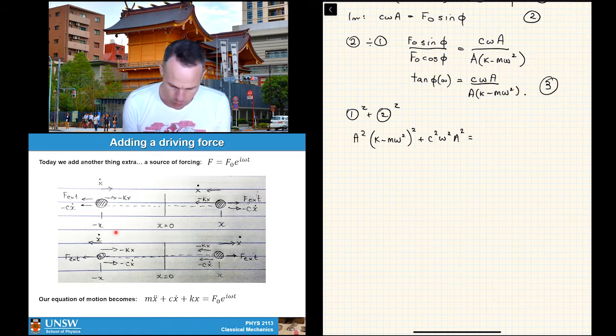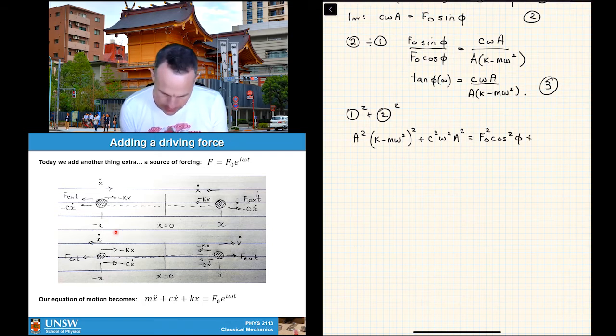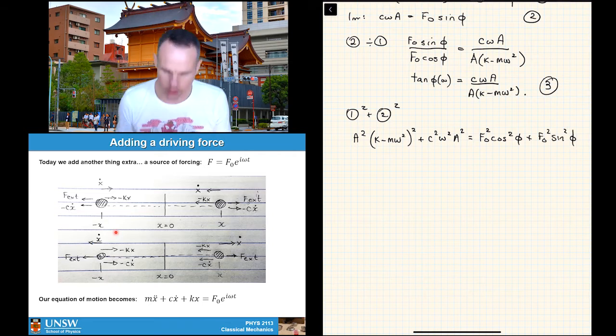Okay, so this will be now f naught cos squared phi. There'll be a square just here. Plus f naught squared sine squared phi. Okay.